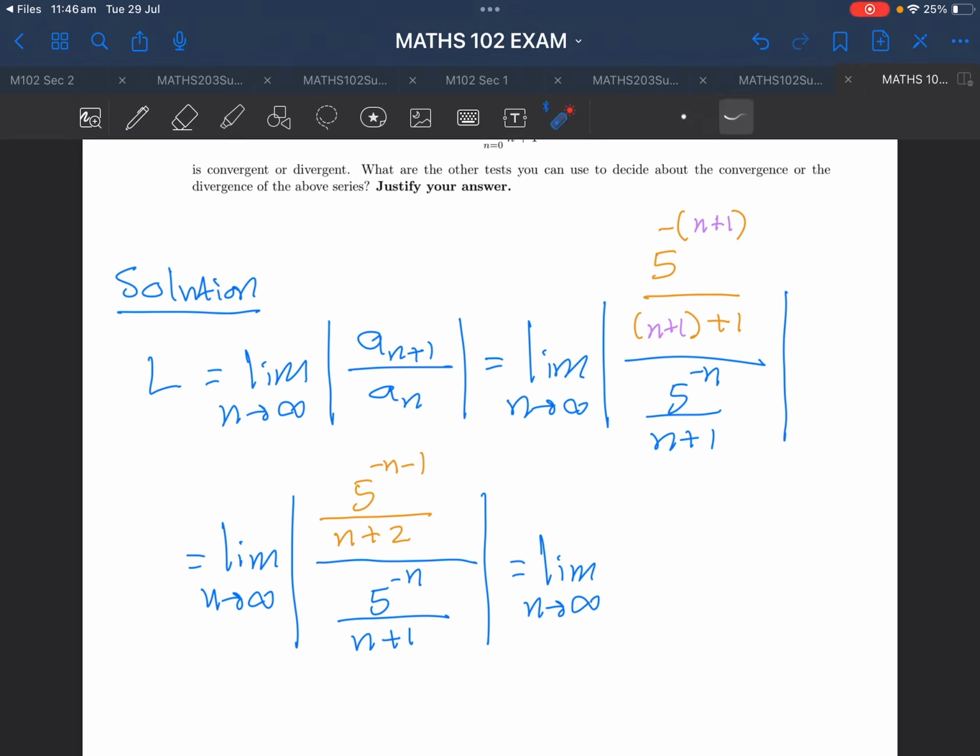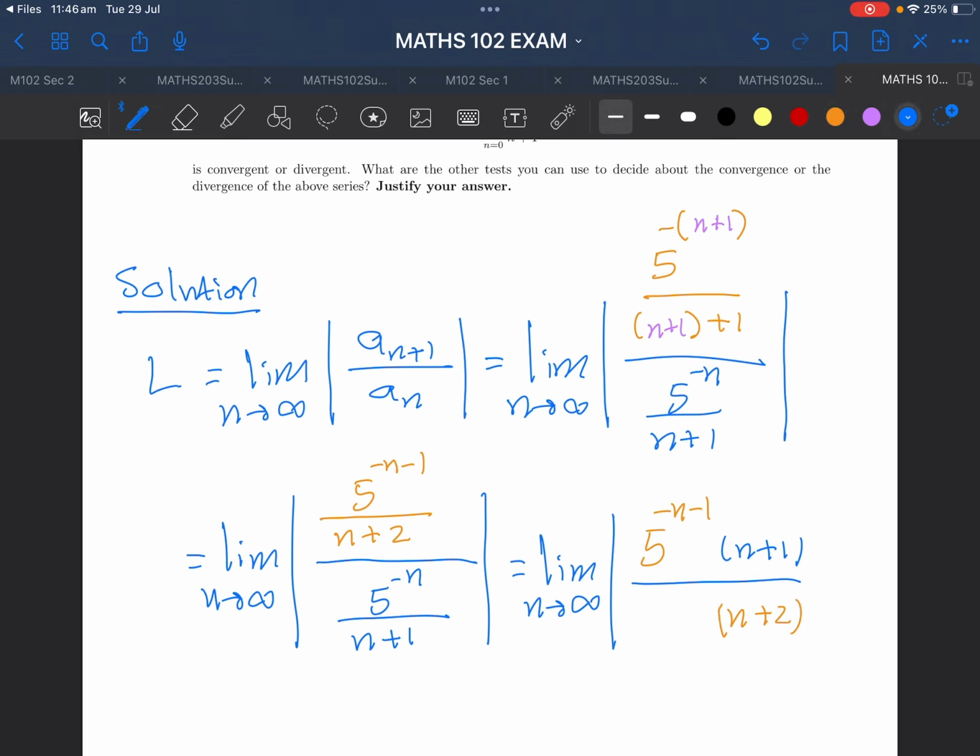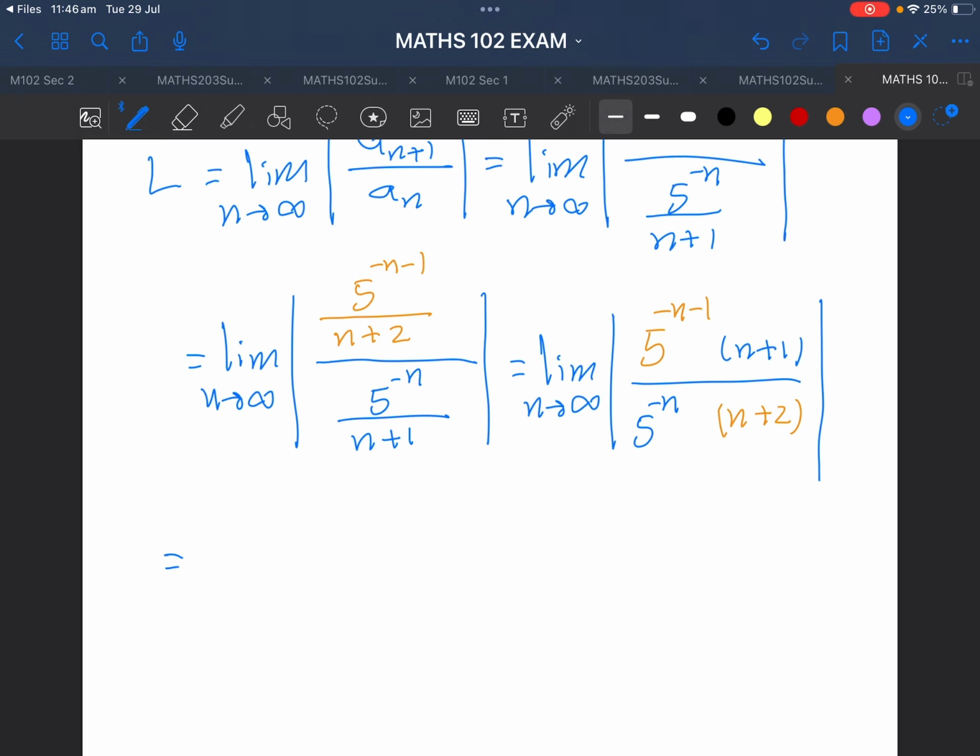Okay, we have a stack of 4: 1, 2, 3, 4. How do we do it? We take the first and the fourth together, so that will be n plus 1 here with the first one, 5 to the negative n negative 1. And then you do the 2 and 3. Remember, I need to write them down next to each other so that we don't make any mistake in the calculation. Let's see now this limit.